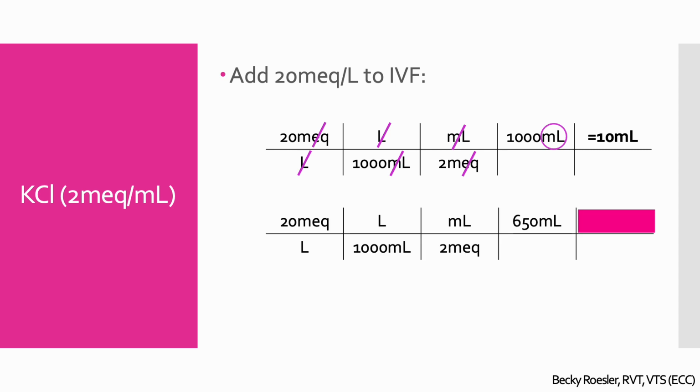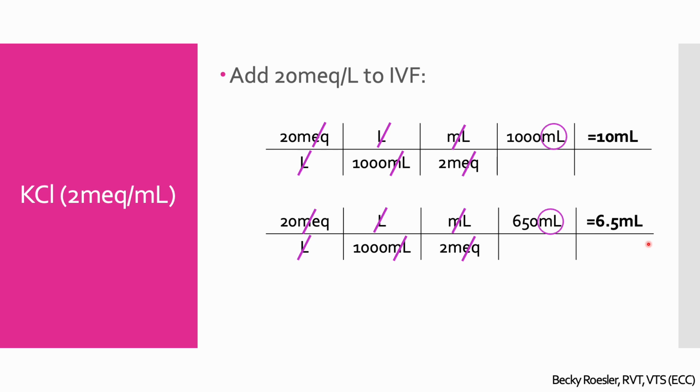Let's say in this problem, there's only 650 mils left in your bag of fluids. So everything starts the same. We start with what we know, 20 milliequivalents per liter, 1,000 mils in 1 liter, 2 milliequivalents per mil, and then instead of 1,000 here, we're going to put 650 mils. So our milliequivalents cross off, our liters cross off, our mils cross off here. We're left with mils, and that gives us 6.5 milliliters.